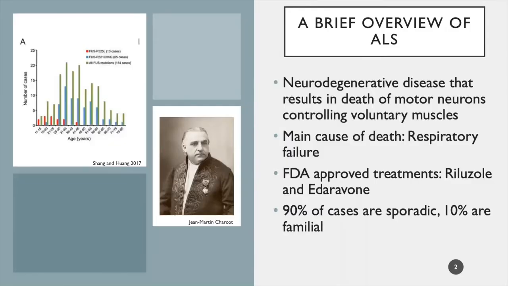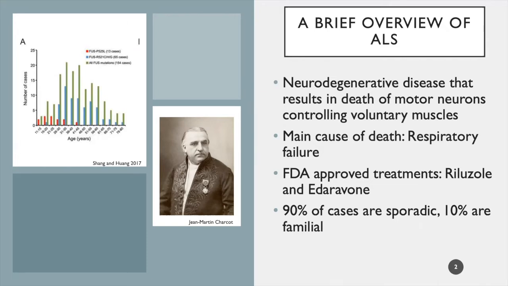So what is ALS? Amyotrophic lateral sclerosis is a neurodegenerative disease that results in death of motor neurons. It was founded and named by Jean-Martin Charcot, the gentleman on the right. The main cause of death is respiratory failure. 90% of cases are sporadic and 10% are familial.